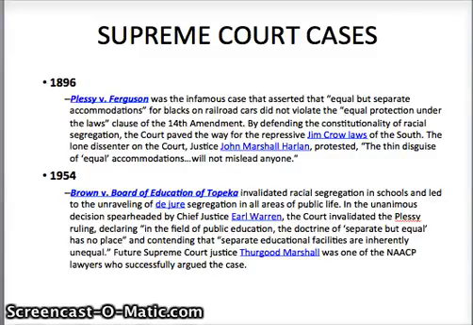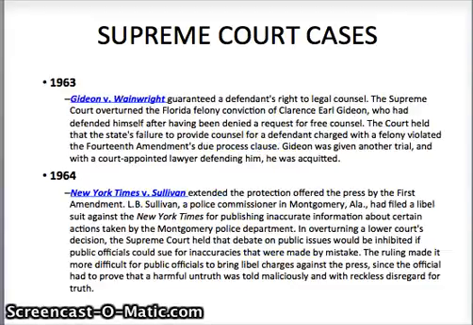In 1896, Plessy v. Ferguson established the idea of separate but equal, meaning that it was okay for public institutions to separate the races. In 1954, Brown v. Board of Education of Topeka, Kansas said that was wrong, and schools in particular had to desegregate. In 1963's Gideon v. Wainwright, the right for a defendant to have legal counsel, even if he couldn't afford it, was granted. In 1964's New York Times v. Sullivan, the protection offered to the press by the First Amendment was extended.